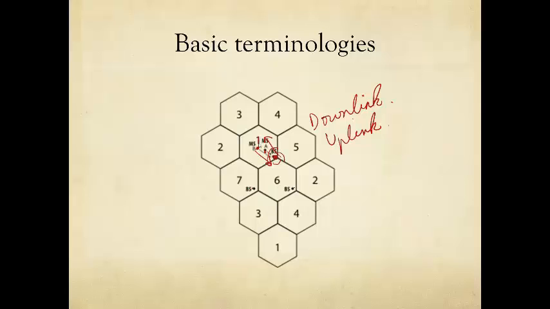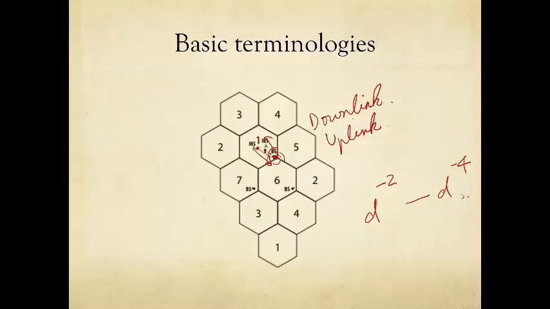If I use the frequency band labeled 1 at this physical location, what happens is that signals would attenuate over distance. Suppose the distance between this base station and this mobile station is d. And the signal attenuation drops over distance, roughly speaking proportional to d to the power minus 2 to d to the power minus 4, depending on the propagation environment. Now, this sounds like bad news because your signal gets weaker and weaker over distance. In fact, it is a blessing.